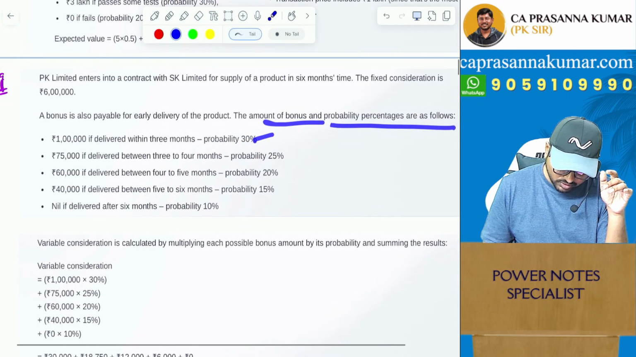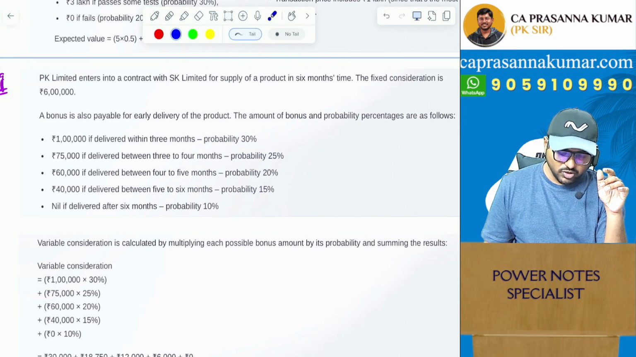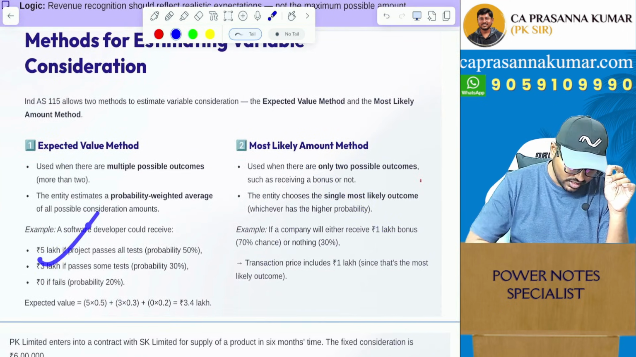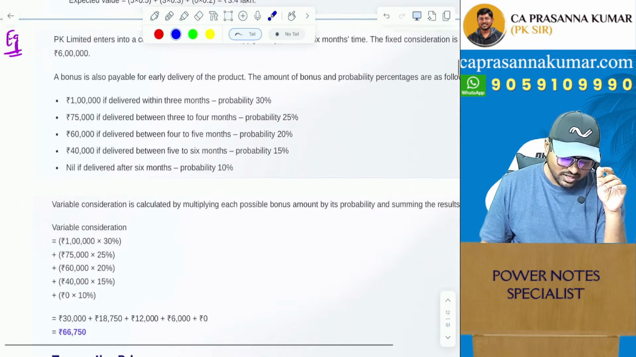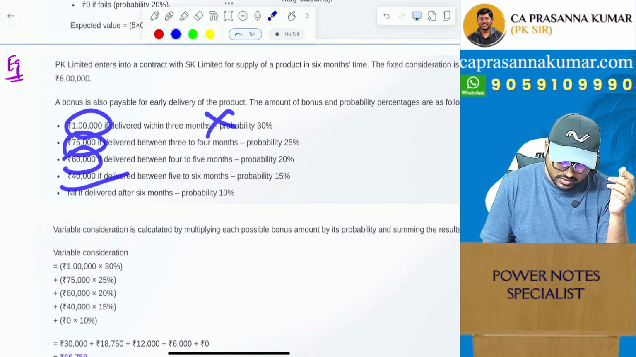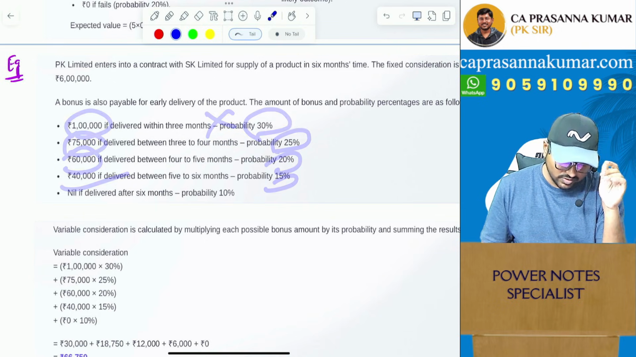You've got how many possibilities here? See, 1, 2, 3, 4, 5. 5 possibilities means can I go for most likely method? No, here only 2 possibilities need to be there. Then automatically it will be expected value method. The expected value method is very easy. You just take each and every possibility, you multiply with the respective probability, you will be getting expected value.